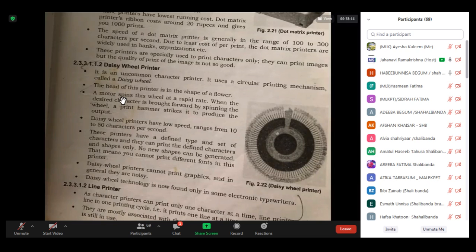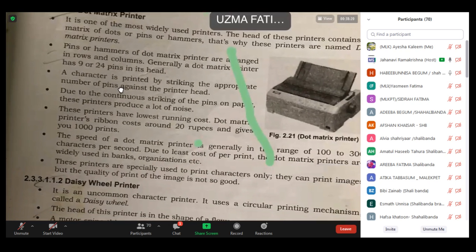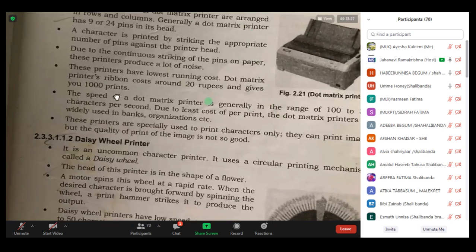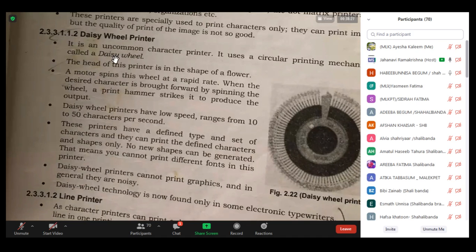The next one is daisy wheel. Girls, I'll end within hardly 10 to 15 minutes. My battery is running very low. Uzma, Fatima, I don't have network since last night. There is no power here. I don't know why, maybe because of the small ring.